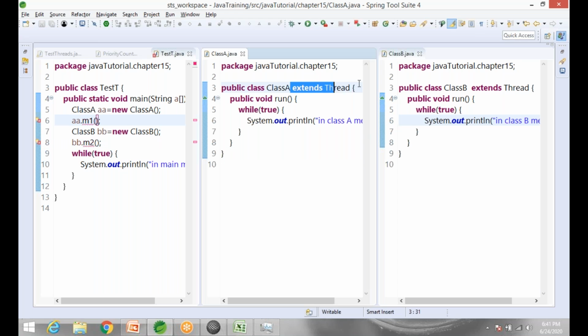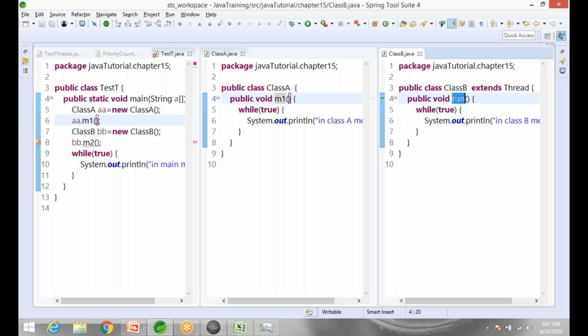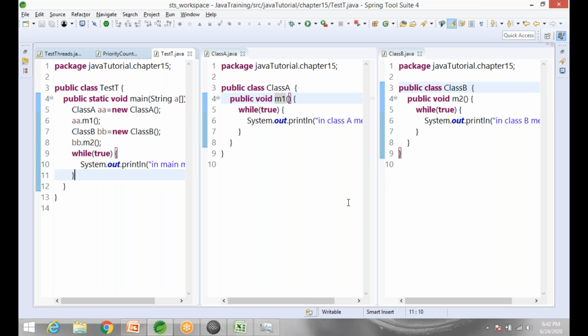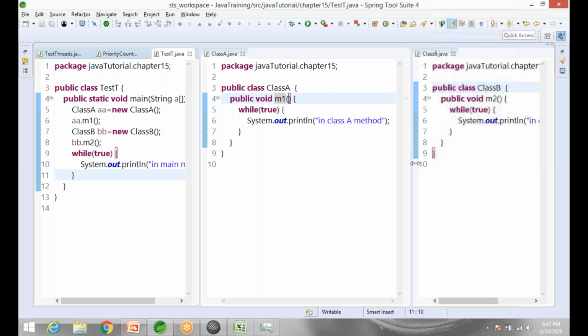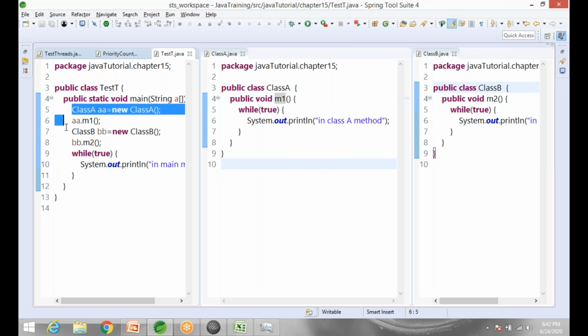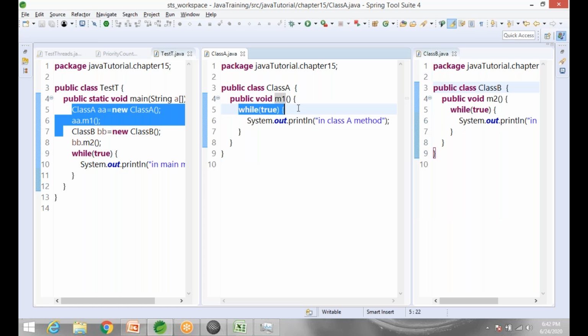Let me make this a sequential program and you'll see the difference. This is a sequential program. Now, what will be the output? In class A method, in class B method, and in class main. This is an infinite loop. So what will happen?